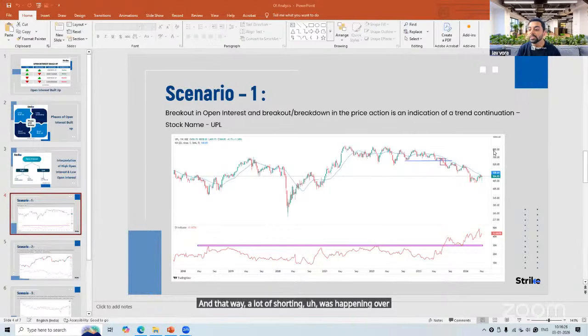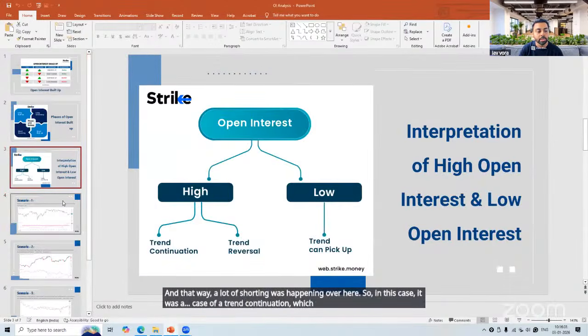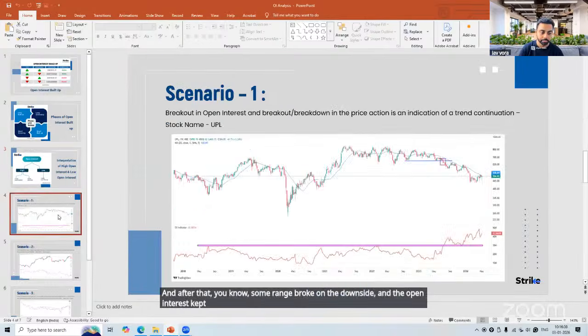So in this case, it was a case of trend continuation, which means open interest was already high, and after that, some range broke on the downside, and the open interest kept rising higher.